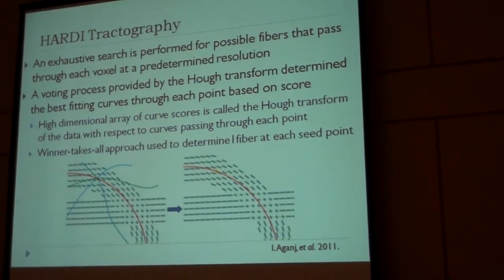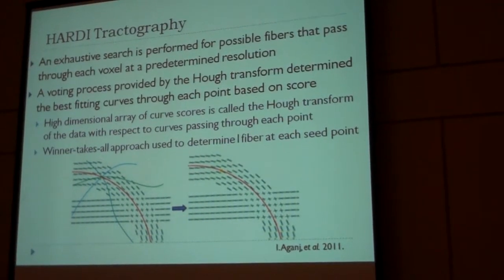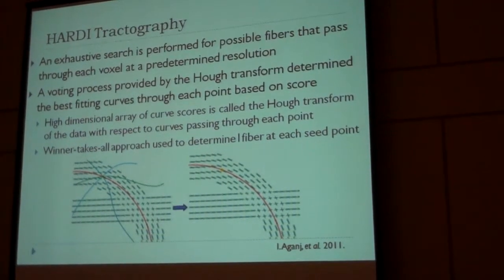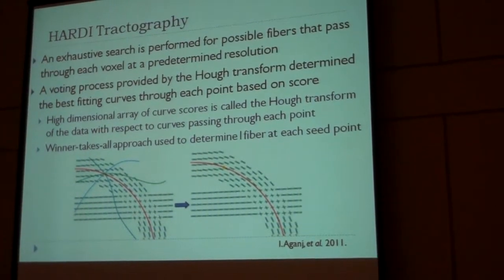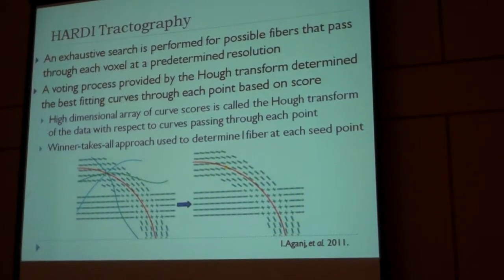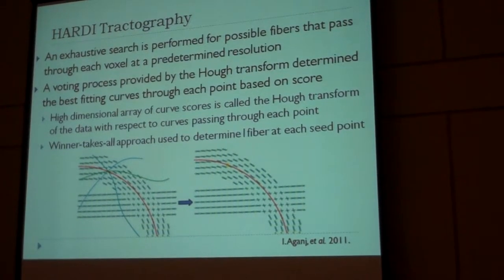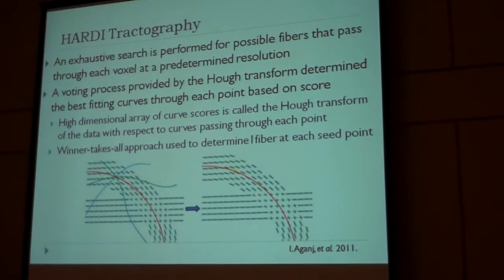Our method exhaustively searches curves throughout the image space at a particular resolution. We use the voting process provided by the Hough transform to decide the best scoring curve out of that set. And we keep these curves as our final result from the tractography method.